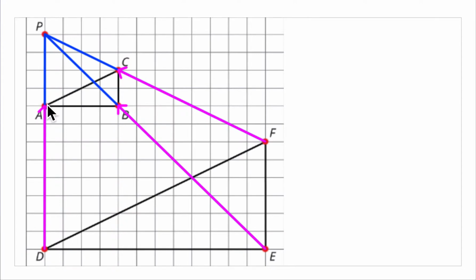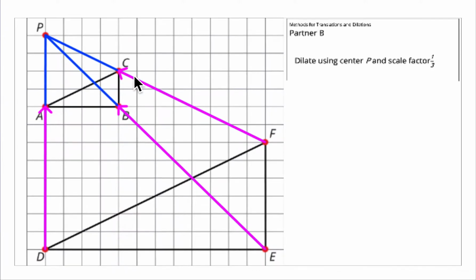You could count, it has to be 12 units out this way. And this is only 4 units. 1, 2, 3, 4. Because 1/3 of 12 is 4. Or 12 divided by 3 is 4. The card that matches that for partner B: dilate using the center P and a scale factor of 1/3.